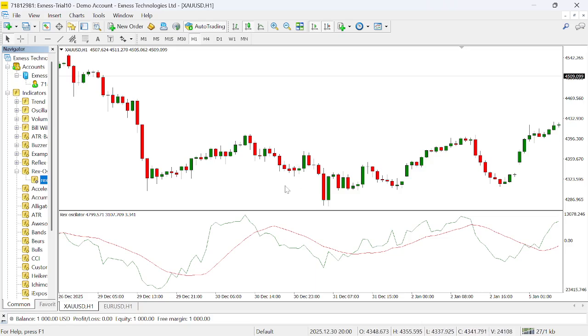This overview from the Forex Geek highlights how the oscillator's momentum and reversal signals can support trend following and timing decisions.